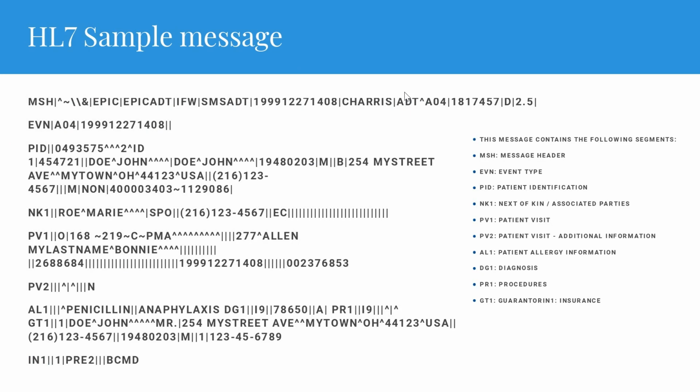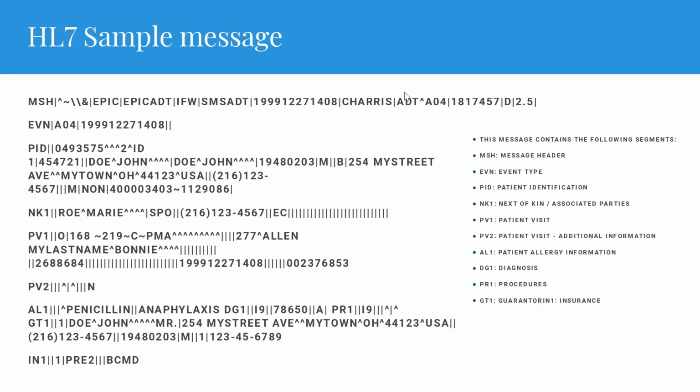This is the sample HL7 message, how it looks like. So this is a complete HL7 message, which further gets divided into segments. And these segments are MSH, EVN, PID, NK1, PV1, PV2, AL1, GT1. And these segments then further get divided into fields, and if you see, the fields are divided by the pipe symbol or pipe sign. You will find the pipe sign on your computer with the backslash character on the same key.